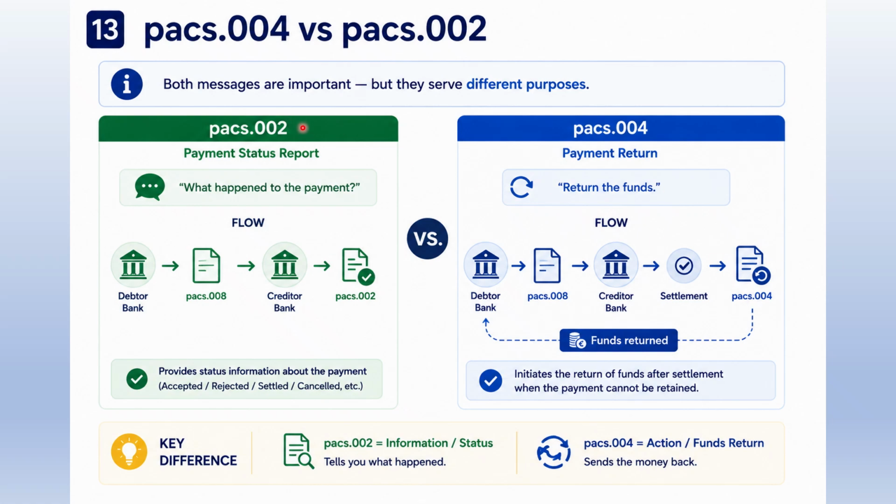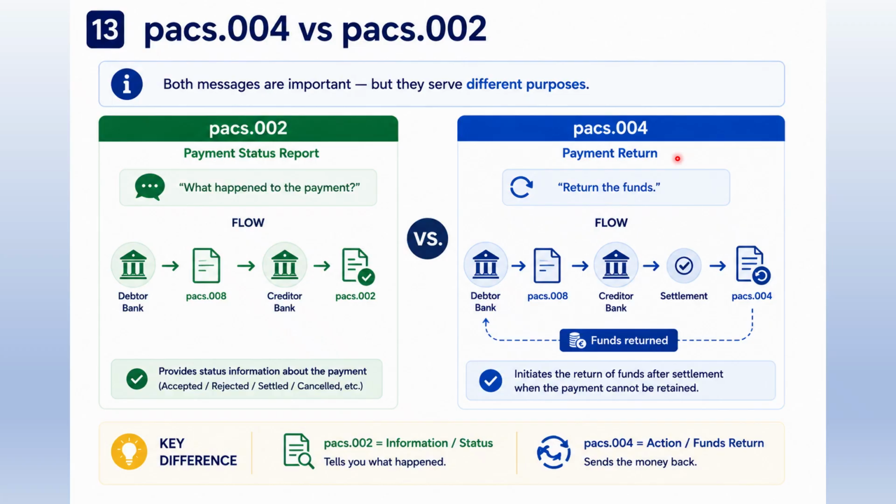pacs.002 is a payment status report. It tells you what happened to the payment. For example, whether the payment was accepted, rejected, or processed according to the applicable status. So pacs.002 is mainly about information or status. Now compare that with pacs.004.